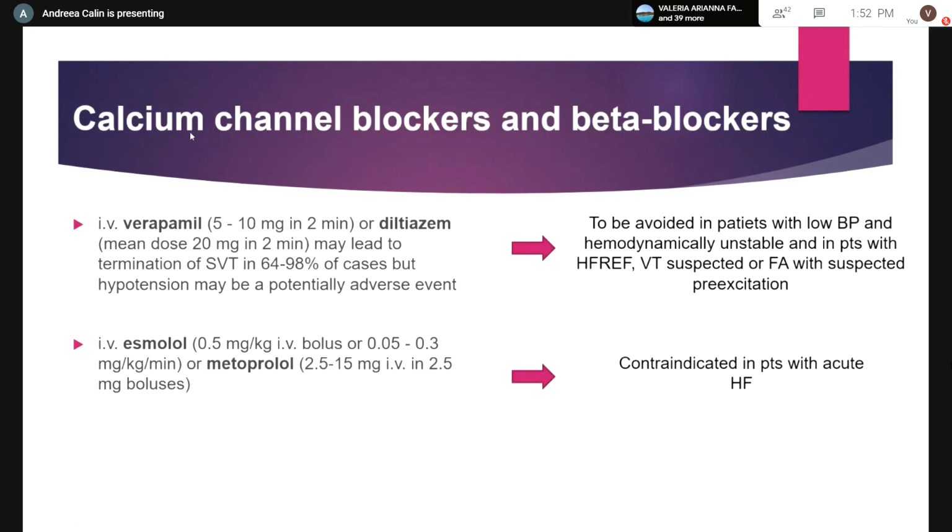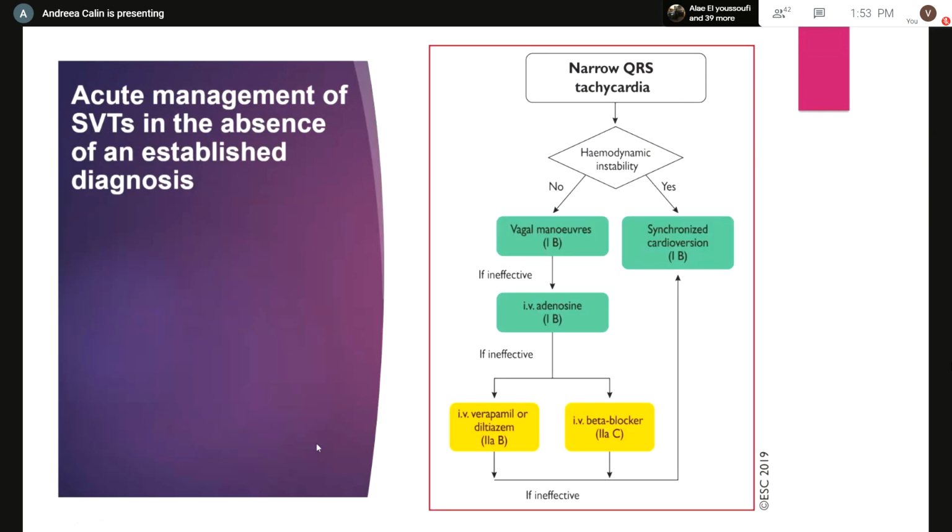The alternatives are the calcium channel blockers, verapamil or diltiazem, that may lead to the termination of SVT in a large percent of cases, but hypotension may be a potentially adverse event, and it is to be avoided in patients with low blood pressure or in patients that are hemodynamically unstable. And some beta blockers can be administered intravenously, esmolol or metoprolol, in the acute phase. They are contraindicated in patients with acute heart failure.